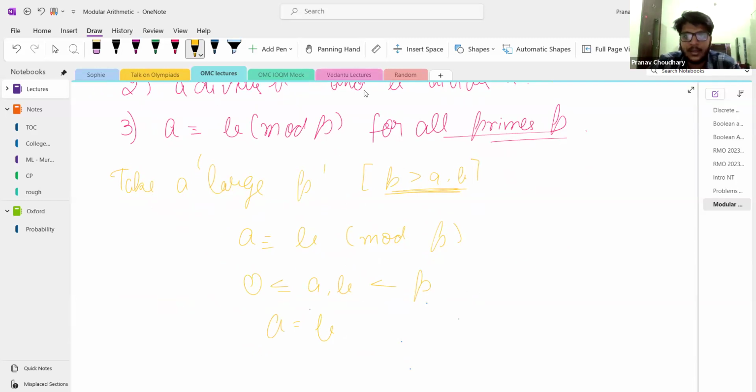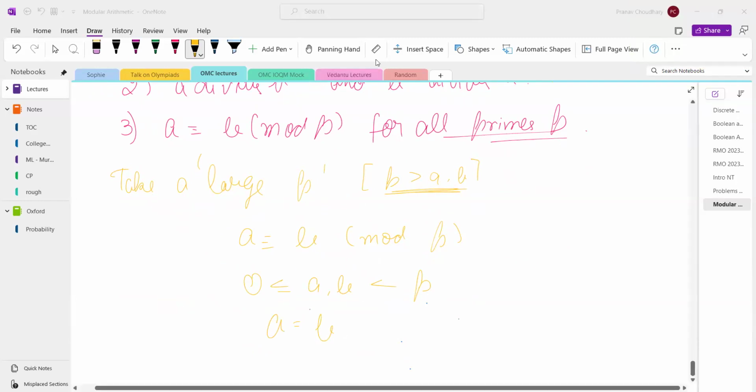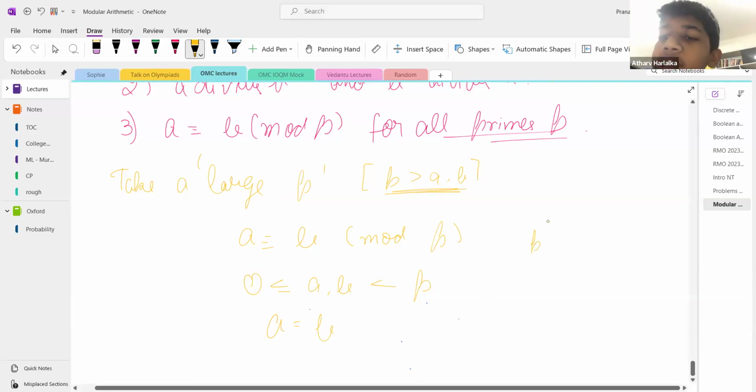Is this proof clear? Or you can mention something like take a P sufficiently large so it's larger than A minus B, and that means that A minus B is equal to 0. Take a prime P such that P is greater than A minus B.